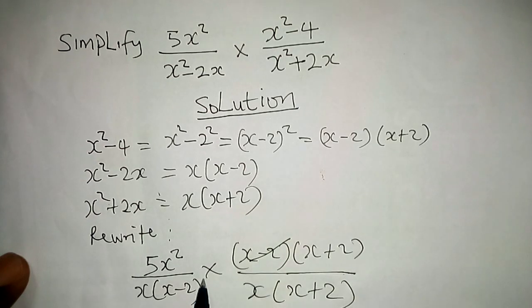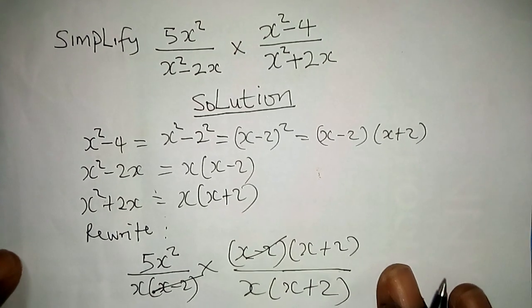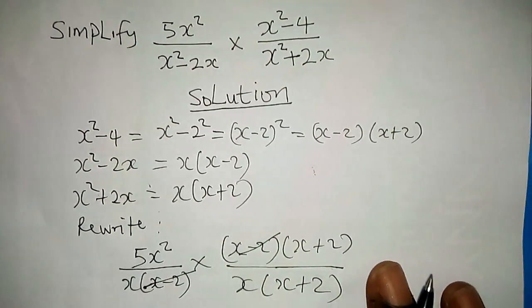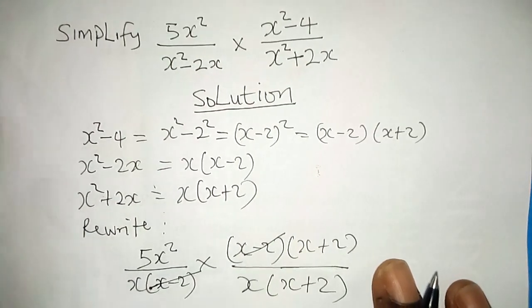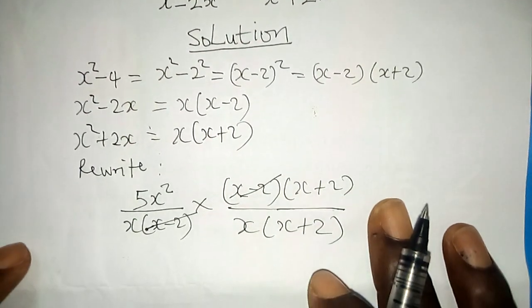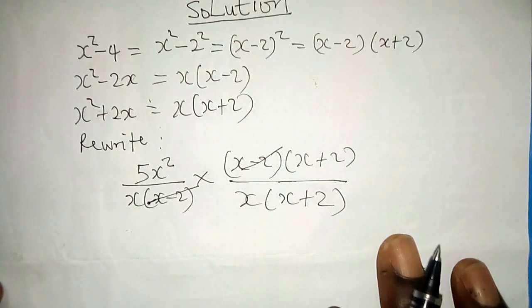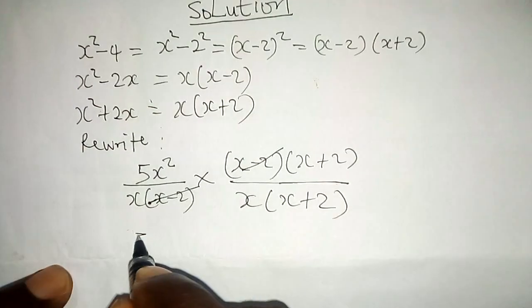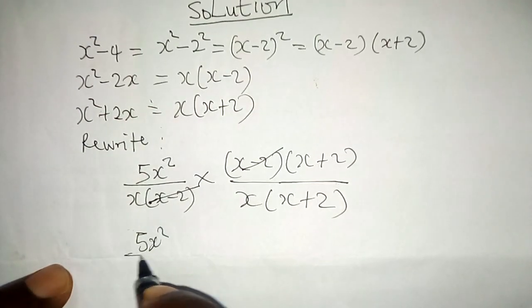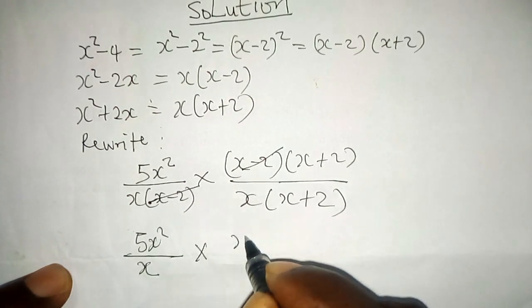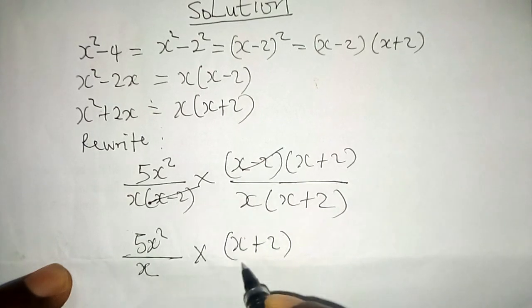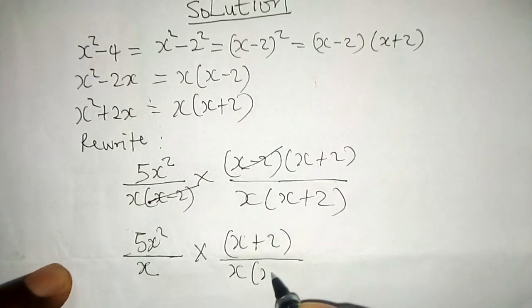All right, now we can easily cancel this. x minus 2 can easily cancel x minus 2. I will take it one step at a time so that it will be well understood for every person to follow. So the next thing we are going to do, let us continue with the process. We are going to rewrite it. x squared all over x is what is left. Let us not forget to multiply by what is left, which is x plus 2 all over x into x plus 2.